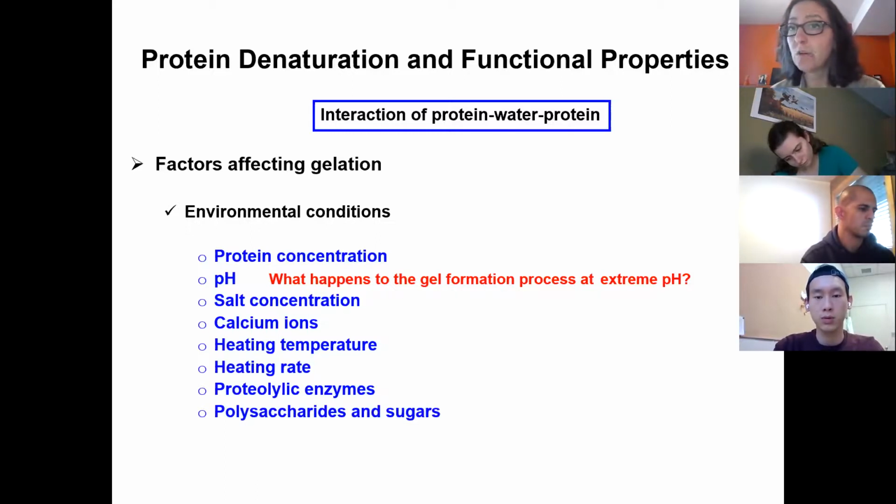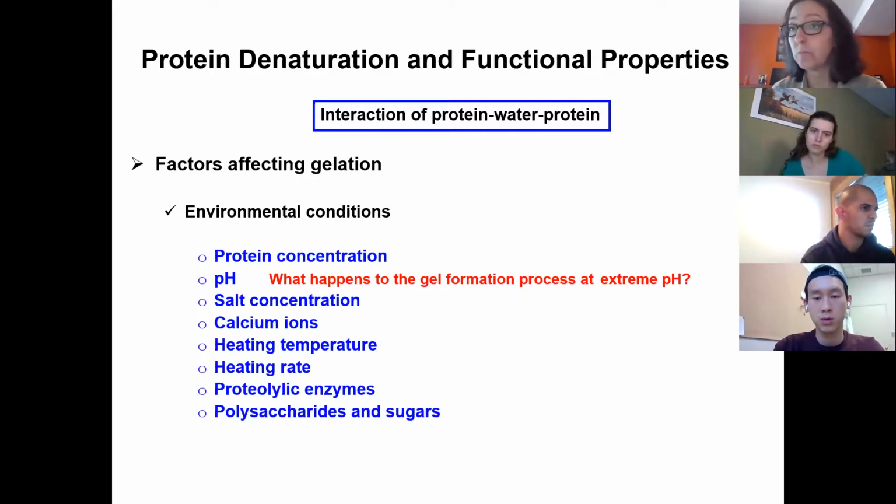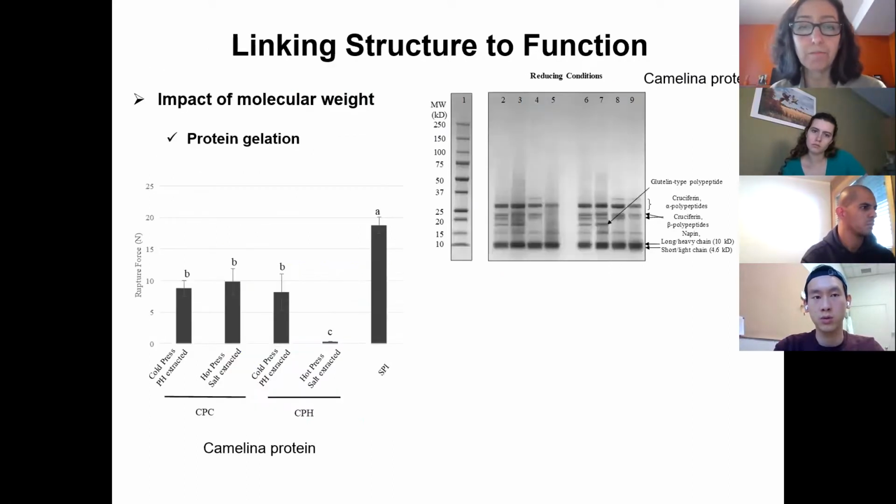Polysaccharides and sugars. Again, you can enhance gelation by interaction with polysaccharides. A little bit of sugar can enhance solubility rather than formation of a gel, but a high concentration of sugars or certain polysaccharides can actually aid in the formation of the gel.